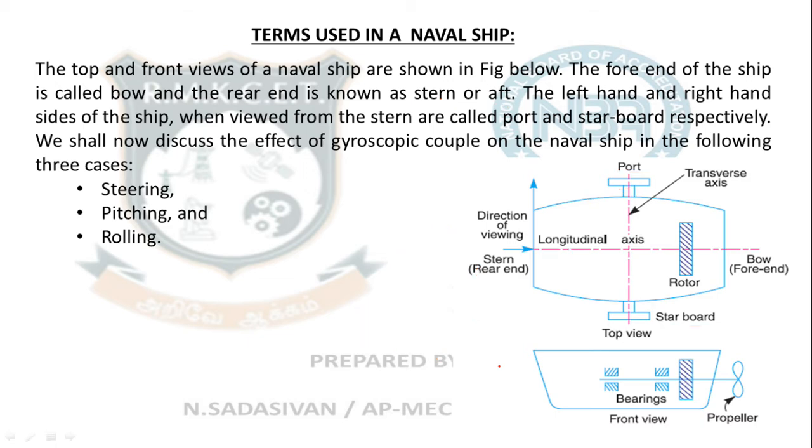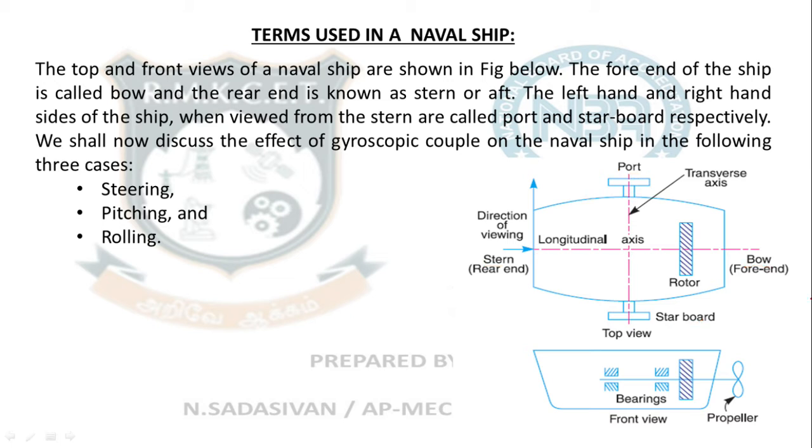I will repeat. The front end of a ship is called as bow. Rear end is called as stern. When I stand here and see, the left side of my ship is called as port, and the right side of my ship is called as starboard. So these four terms you have to remember very carefully.